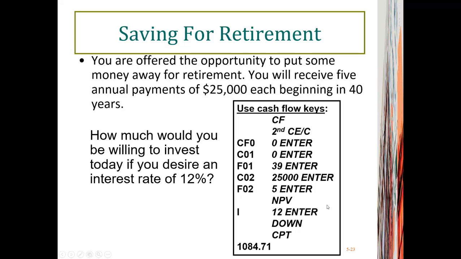Now let's take a look at a problem associated with saving for retirement. Let's say you're offered the opportunity to put some money away for retirement, and you will receive 5 annual payments of $25,000 each beginning in 40 years, which means beyond 40 years you will receive $25,000 for year 41, and for 42, 43, 44 you will receive the same amount of money, which is $25,000.